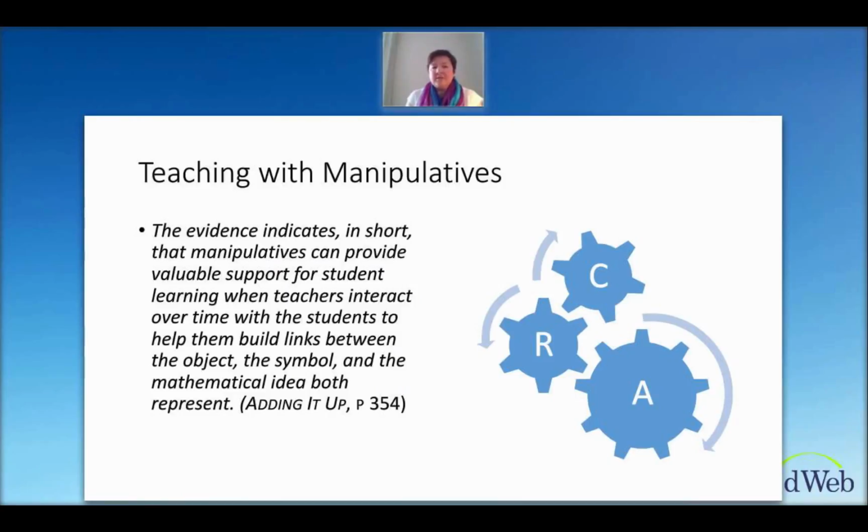When we teach with manipulatives, the evidence tells us that manipulatives provide support for student learning when teachers help students build links between the object, the concrete, the symbols, the pictures, the representational things, and the abstract mathematical ideas. That comes from a report called Adding It Up. And again, it's the more research literature part of why this matters, how we do it. Our focus in this series is, what does it take to build the links between the objects, in this case, the base 10 block, and the abstract, in these cases, the algorithms. That's what we're thinking about.